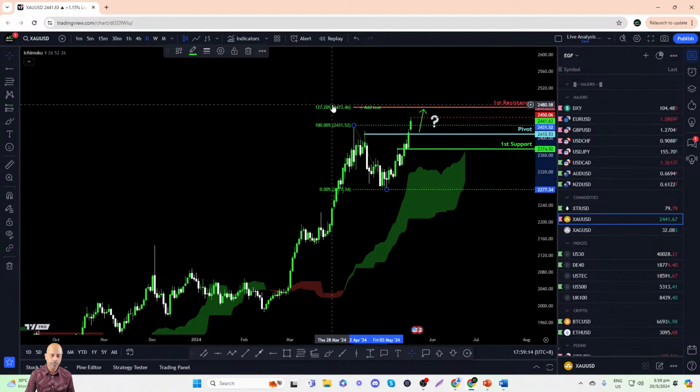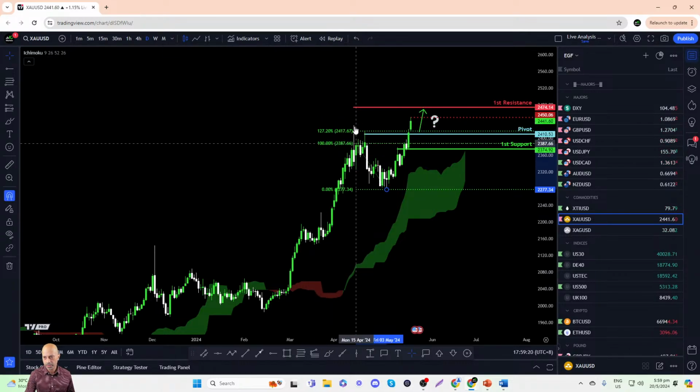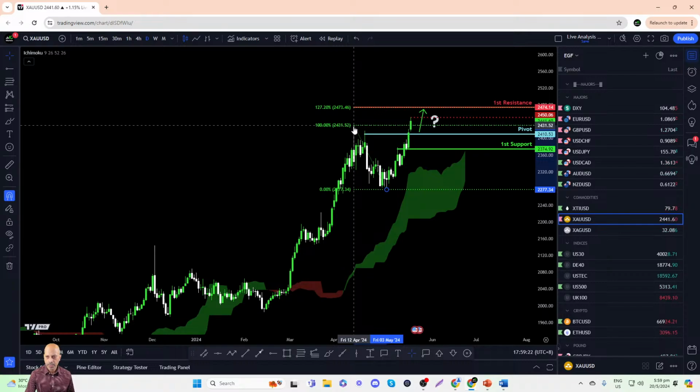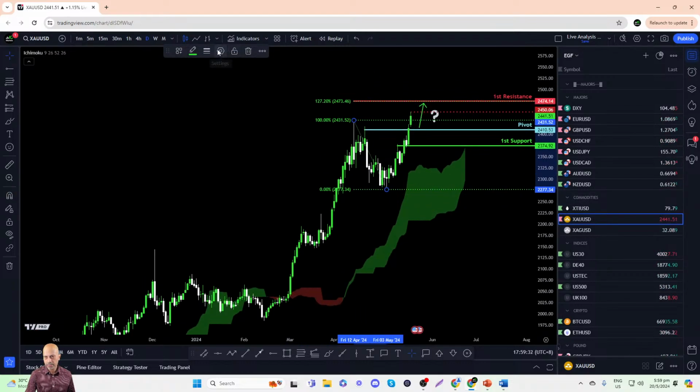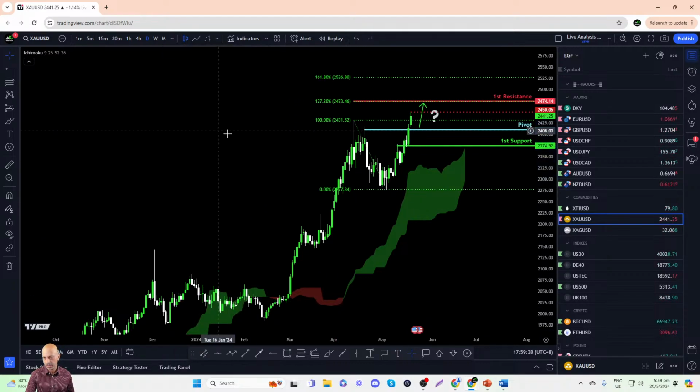So we have to rely on Fibonacci tools. In this case, we are relying on a Fibonacci extension. This extension is found by running a retracement. So we started the retracement from this high on the 12th of April. Remember, this was the previous all-time high on the 12th of April, going down to the low here on the 3rd of May. We are using the extension levels at 127%, and of course, the other significant extension level is at 161%.